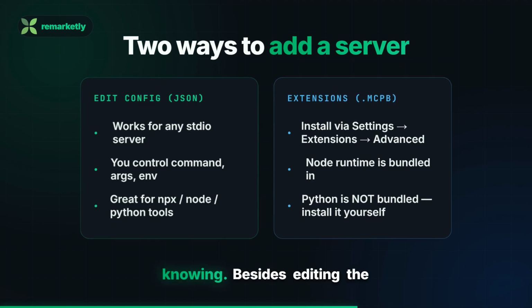One more thing worth knowing. Besides editing the JSON, Settings has an Extensions tab. Open Advanced Settings there and choose Install Extension to load an MCP bundle. Those bundle Node for you, which is handy. But heads up, they don't bundle Python, so a Python-based server still needs Python installed on your machine.